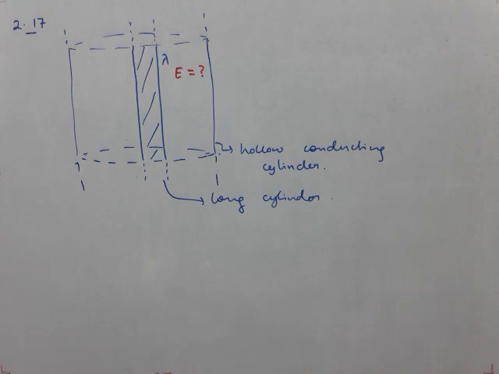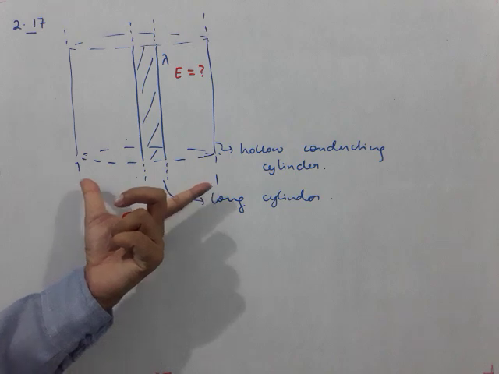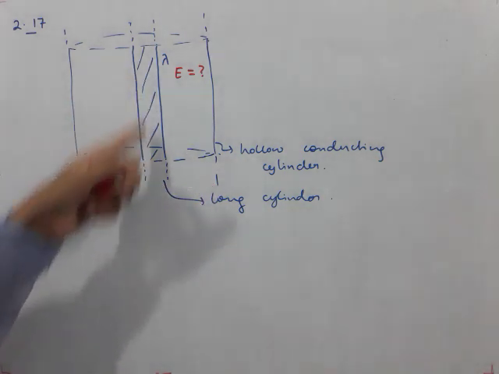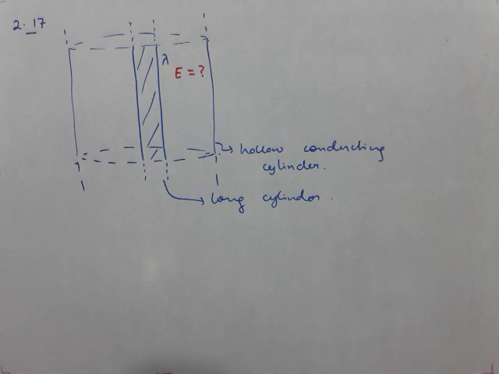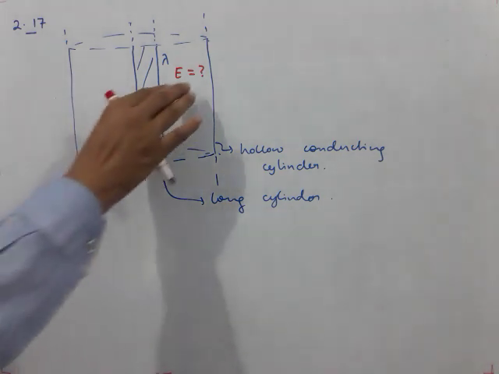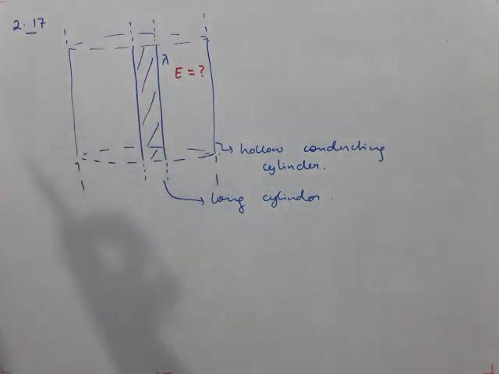Let's next see question 2.17. Let me read the question for you. A long charged cylinder of linear charge density lambda, so this is the long charged cylinder, is surrounded by a hollow coaxial conducting cylinder. Coaxial means this hollow cylinder and this original cylinder have the same axis. What is the electric field in the space between the two cylinders? So in this region over here, we have to find the value of electric field.